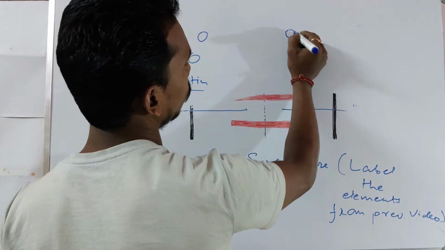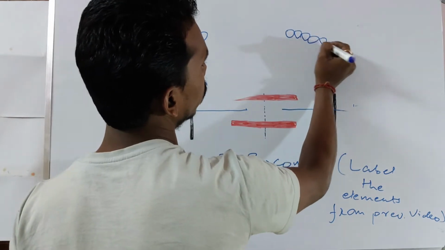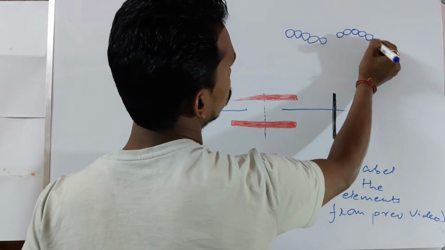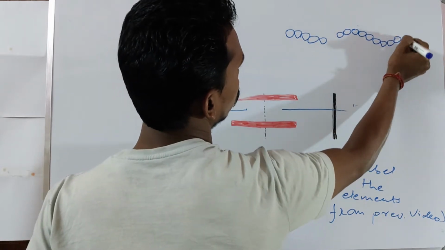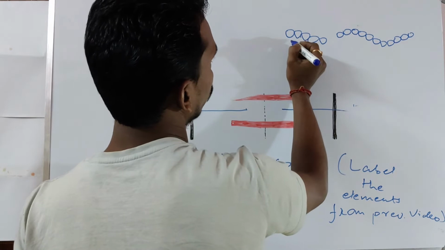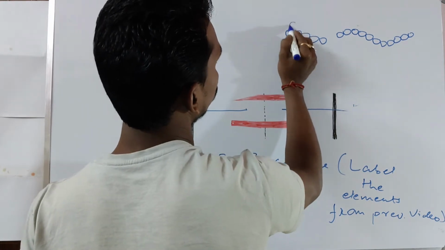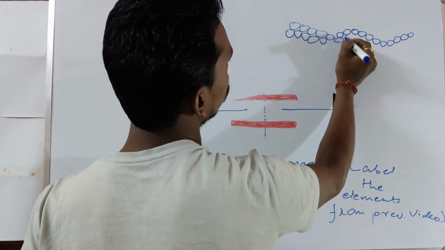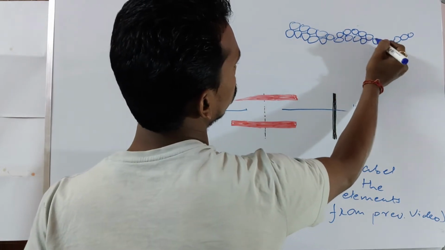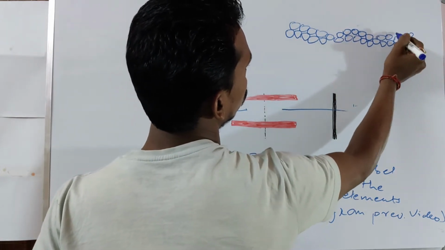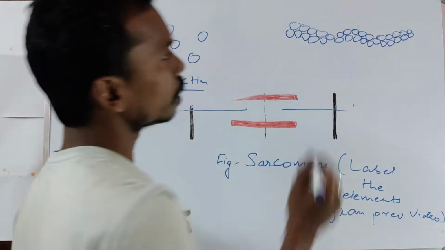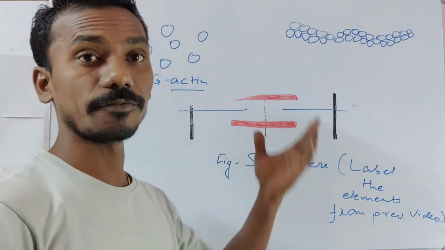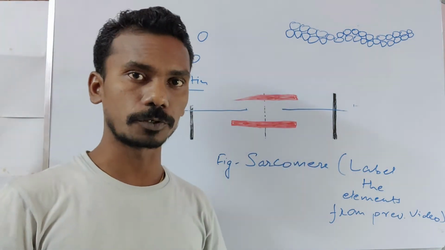And if we see the F actin, it will look like this. The second helix will go like this. So this is a double helical structure, or double helical form, of the actin microfilament.